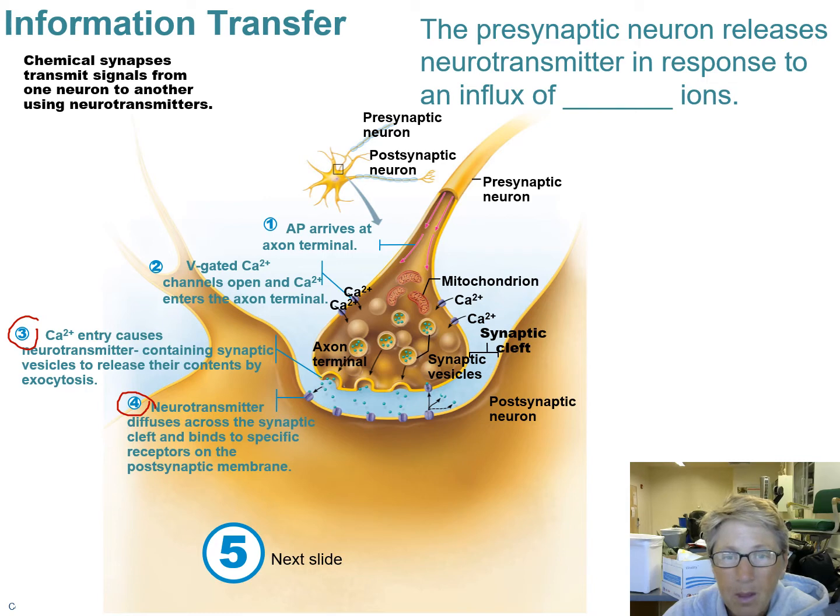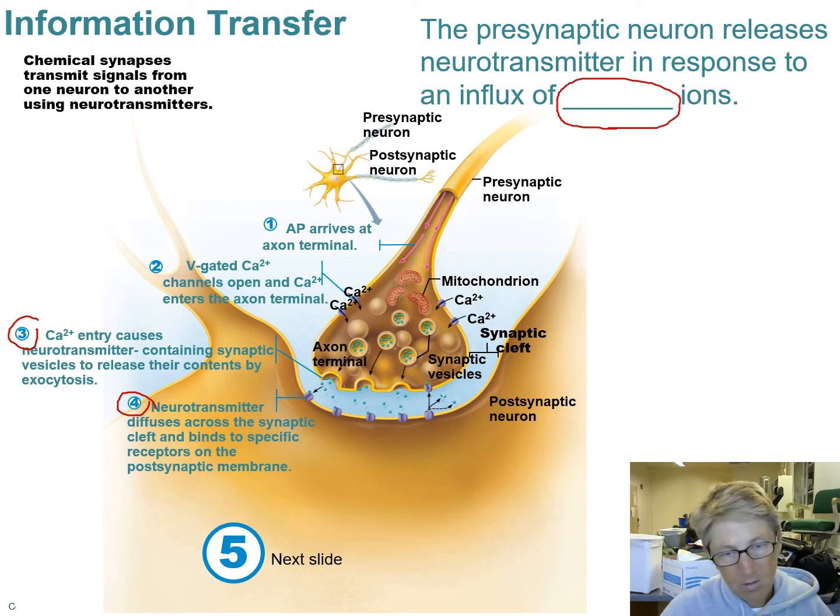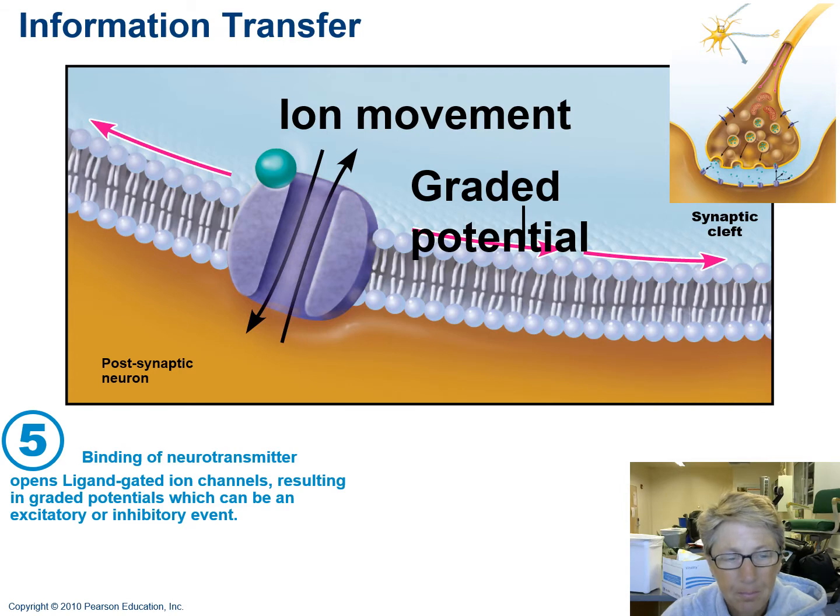So here's a question. Up at the top it says the presynaptic neuron releases neurotransmitter in response to an influx of what kind of ions? An influx just means movement into the cell. So movement out of the cell would be efflux. But what kind of ions cause the release of this green ball, the neurotransmitter? If you said calcium ions, you'd be right, through voltage-gated calcium channels.